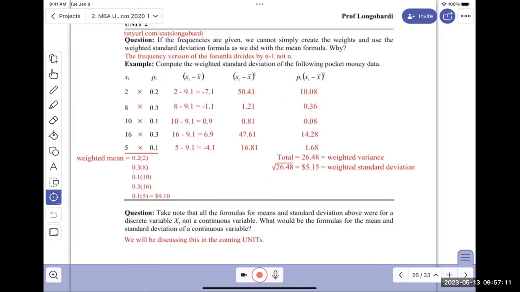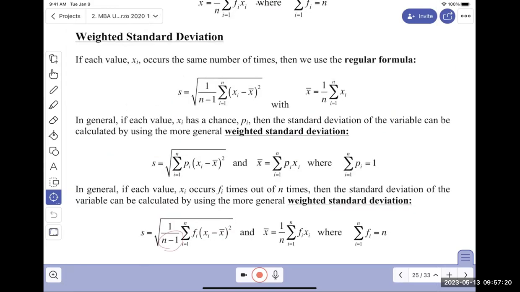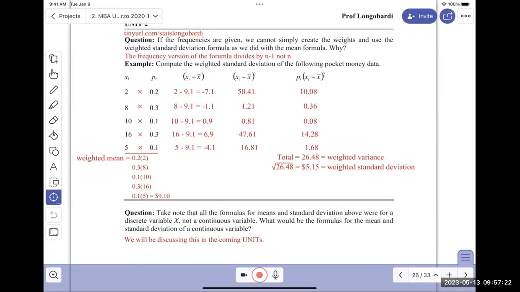Okay, so any questions about weighted mean and standard deviation? This is something you should just practice. And you'll see in the review exercises, I do have questions on the weighted mean, not so much on the weighted standard deviation, but you need to know this for when we get to module 7. I'm going to come back to this.